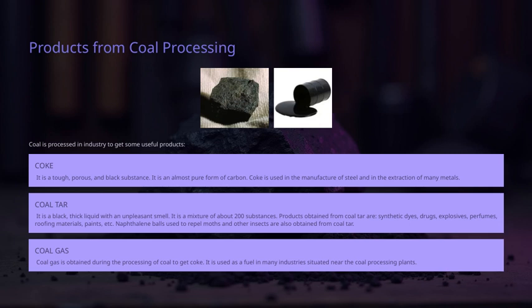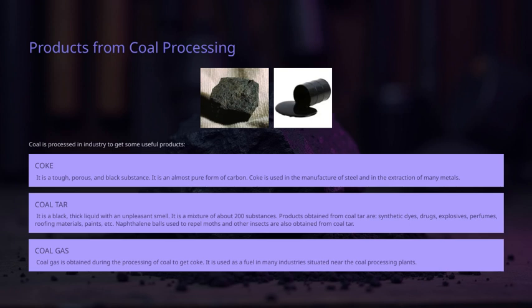Next, we have coal tar. Coal tar is a thick black liquid with an unpleasant smell. It's actually a mixture of around 200 different substances. From coal tar, we can obtain a variety of products like synthetic dyes, medicines, explosives, perfumes, roofing materials, and paints. Interestingly, everyday items like naphthalene balls, which we use to repel moths and insects, are also derived from coal tar.